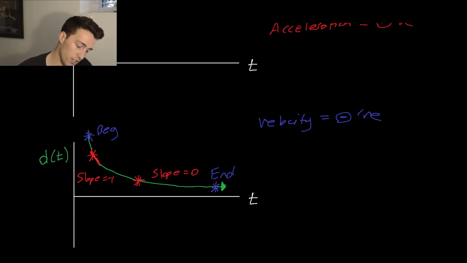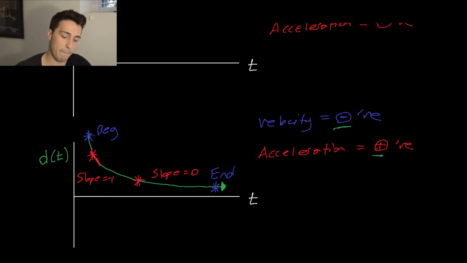So our acceleration is positive. So again, I'll do it in green, because these do not match, what that means is the object is slowing down, or the magnitude of the velocity is decreasing.